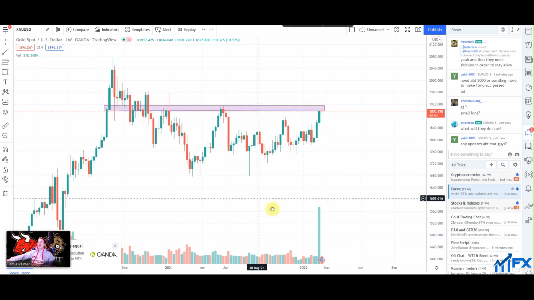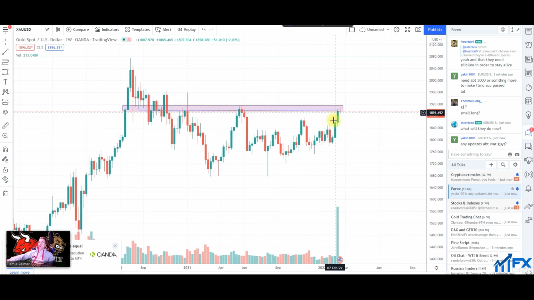Okay, there we go. I've marked up an area on the weekly time frame. So you can see here, if we just look left, we've got a nice area of resistance just there. And I'll keep it simple.